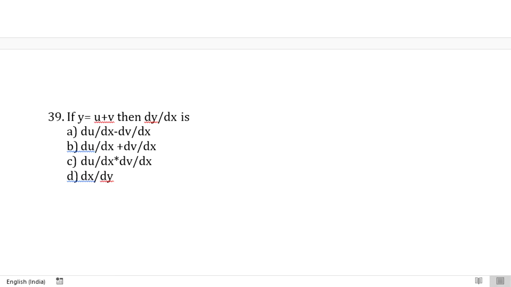Okay. If y is equal to u plus v, then dy by dx. In the formulas that we have discussed in the initial part of this video, we had taken the derivative of every individual part and inserted the plus or minus sign, whatever sign is there. So in this case, I have the plus sign. So I have to find the derivative of u, that is du by dx, then the plus sign and then dv by dx. Okay, so it is du by dx plus dv by dx, correct? Okay, moving on to the next question.